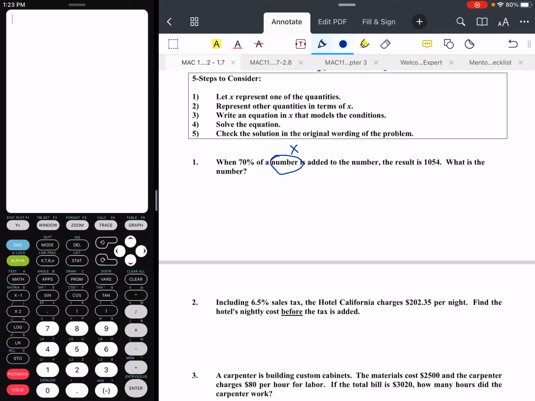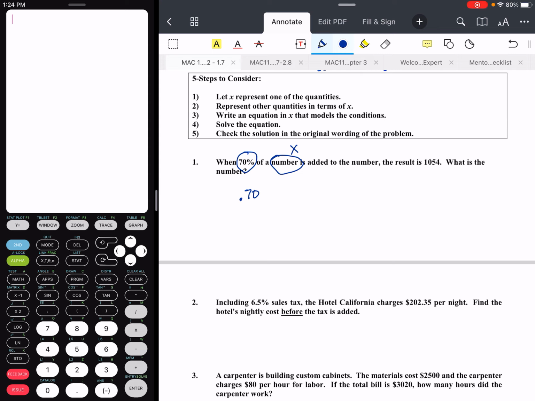But let's go ahead and try to write an equation that models the conditions. So I'm going to be really literal in translating here. So it says when 70%, I'm going to translate that into the decimal 0.70. So we can always convert a percent to a decimal by moving the decimal place 2 times.